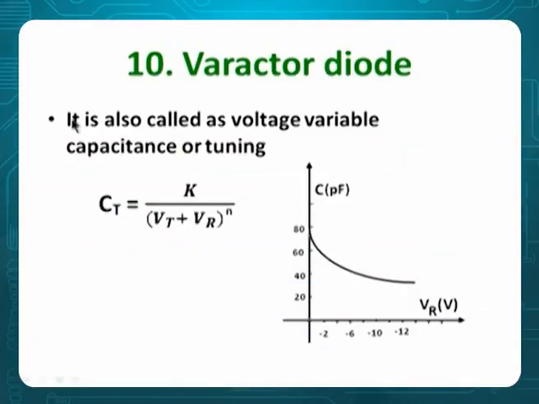Varactor diode. It is also called a voltage variable capacitance or tuning diode. Actually, whatever I have discussed in the junction diode, in reverse bias, abrupt junction, all are valid here. This is the application of the varactor. It is nothing but a junction diode, and hence it is lightly doped, but it is basically a step graded junction.